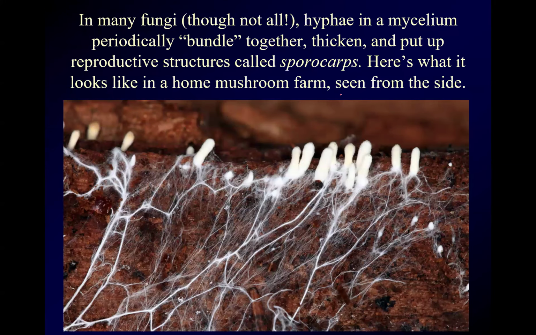In many fungi, not all, hyphae in a mycelium will sometimes wrap together and bundle together and make something like a big cable. And the cable will start thickening, and they'll put up a reproductive structure called a sporocarp. The most familiar type of sporocarp that you would know would be a mushroom.